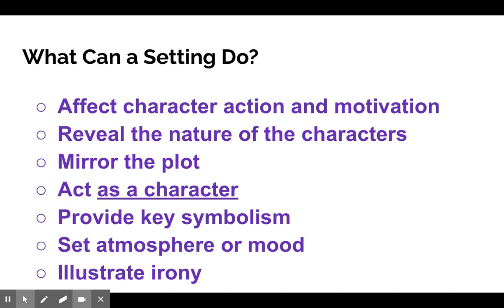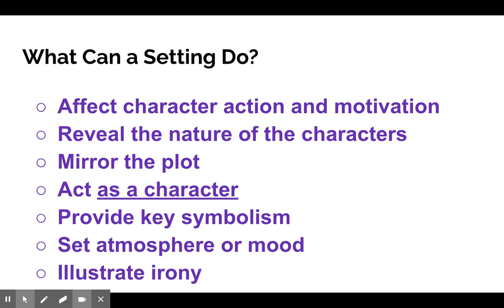Setting can also mirror the plot, meaning it is simply echoing what's happening. It's not necessarily telling us anything different. It's just reinforcing the plot and the direction of the story. But setting can also be a character, okay? And that's a really crucial thing.